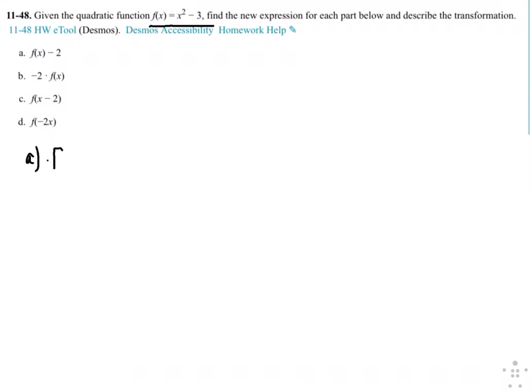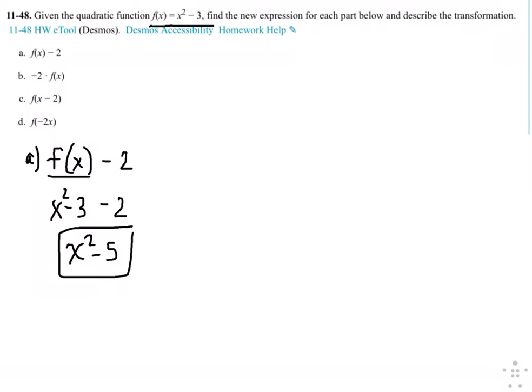So, right, when we want f of x minus 2, we take f of x, which is x squared minus 3, right? X squared minus 3, that's the f of x, and then we have minus 2, so it's x squared minus 5, right? In this case, it's going to be shifted down. We can see that the graph is going to shift down 2, that would be the actual transformation.